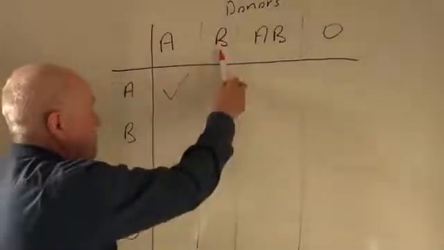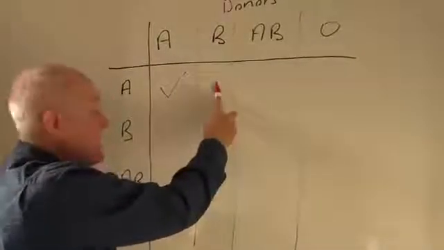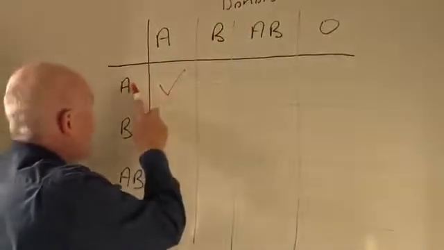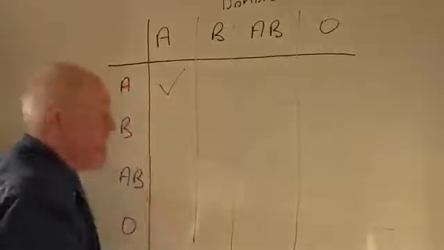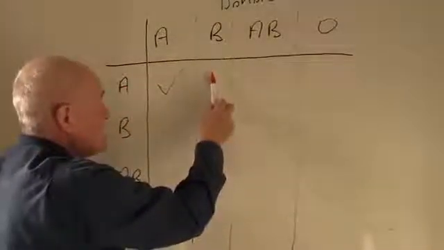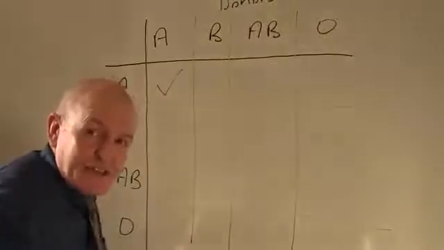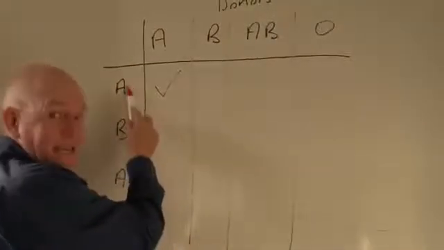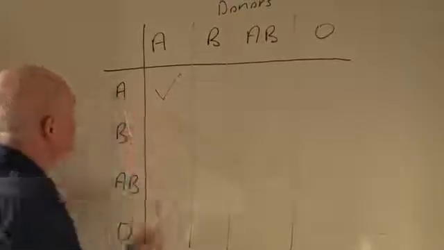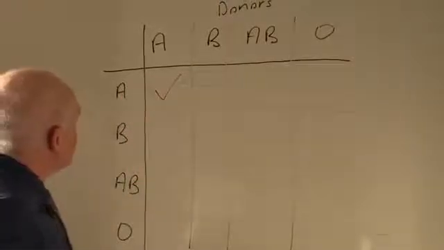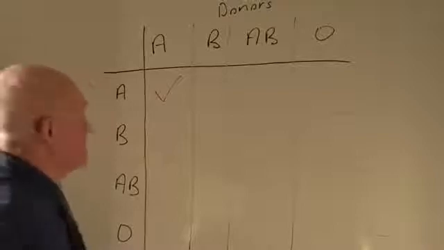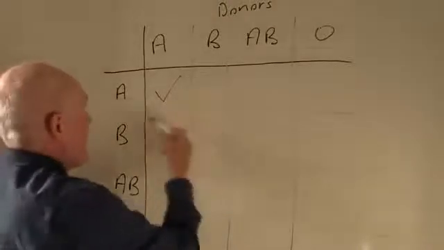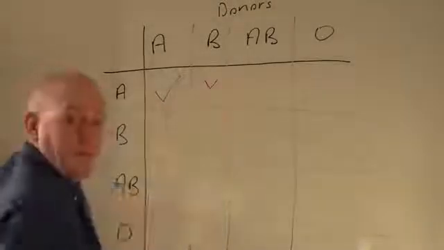Now, if someone's blood group B, if they try and give to someone who is blood group A, then in that case, the B antigens in the donated red cells will be agglutinated by the anti-B antibodies present in the group A blood plasma. So can B give to A? No, they can't.